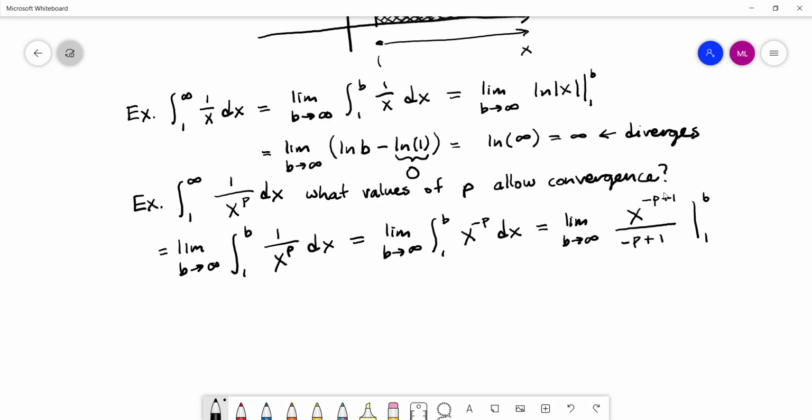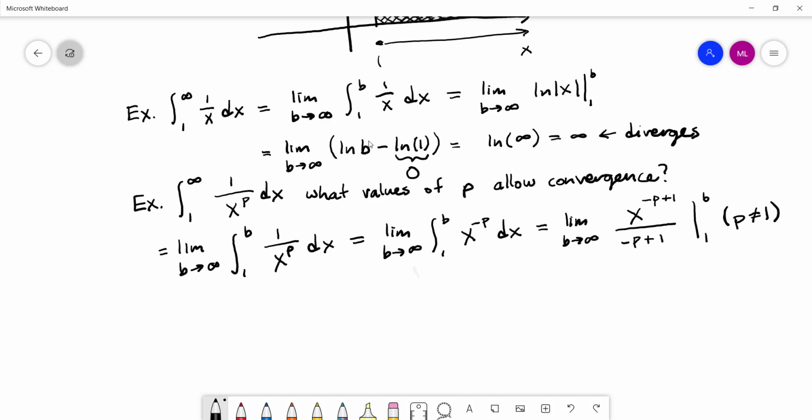Notice this rule only works if p is not equal to 1. If p is equal to 1, the denominator will be 0. But if p was equal to 1, we just did that example right up here. Here's the example where p equals 1. So this requires p to not be equal to 1. But we've already seen what happens when p is equal to 1. We did that problem right here. We got the natural log out of that. Okay.